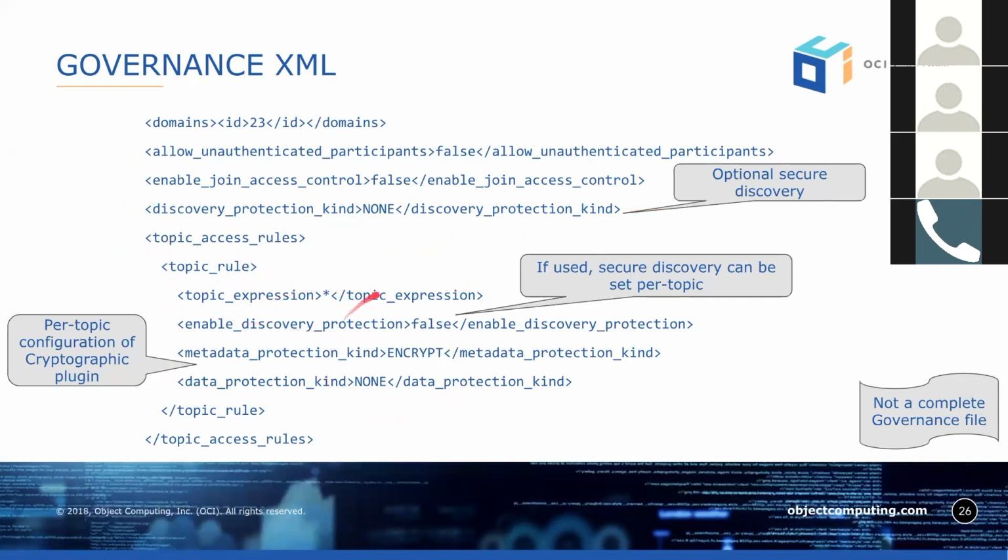These various settings will then occur at the topic level, so we can actually enable protected or secured discovery, and we can configure what kind of cryptography we want on it. And so we'll look at these metadata protection and data protection options a little bit later as we talk about the details of cryptography, but it's here in the governance file that they're set.